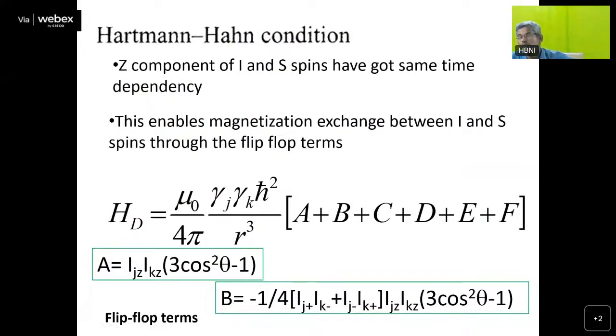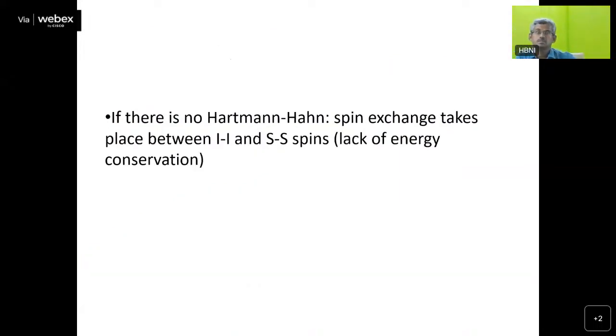Otherwise, normally homonuclear coupling only is there, because for heteronuclear coupling, the raising and lowering operators would not be an energy-conserving process. So the B term also will be there when you have a Hartmann-Hahn condition and there is proper communication for the polarization transfer between I and S. This is just for your information. If you don't have Hartmann-Hahn, if there is no exchange, then mostly the coupling is between I and I spins, because an IS flip-flop is an energy-intensive process that doesn't take place.